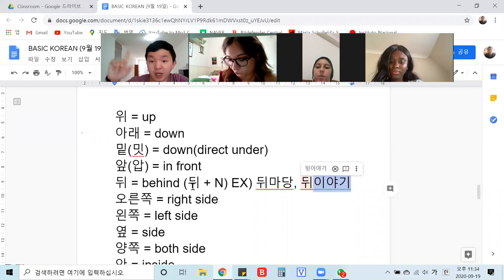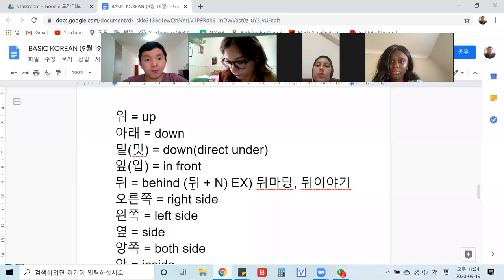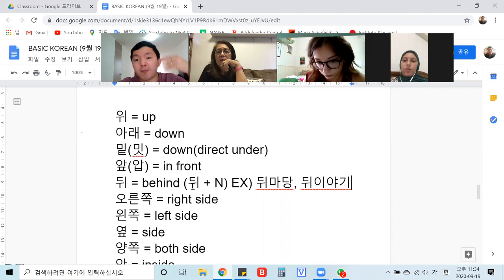So dui conversation is about this: in front of your friends you say good things, but behind your friends you say some negative things. I'm talking about gossip, like making a bad reputation for someone by talking behind their back. Those kinds of things.